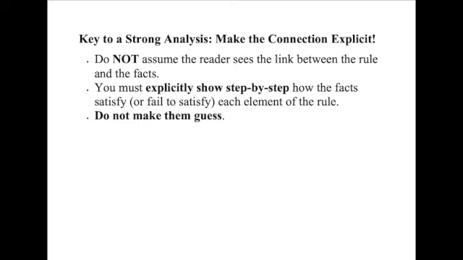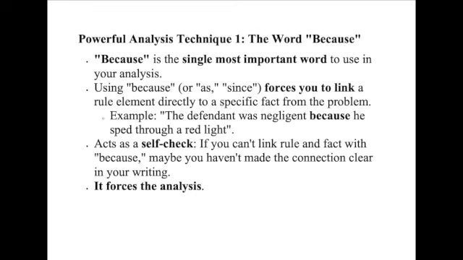You cannot assume the reader sees the link, however obvious it seems to you. Don't make them guess. Never. You have to show them step by step how the facts satisfy, or perhaps fail to satisfy, each element of the rule you've laid out. And they highlight one word as perhaps the single most important word for forcing you to do this explicitly.